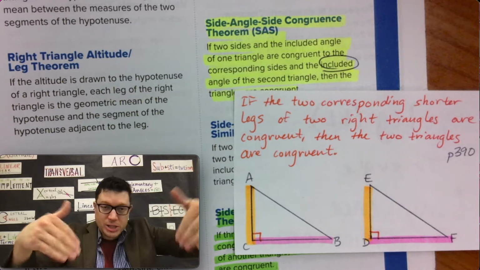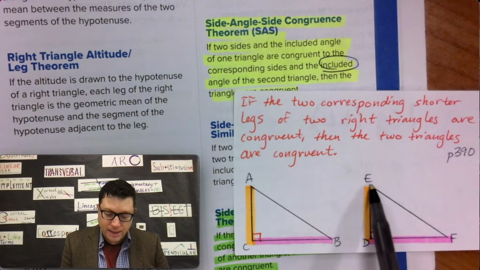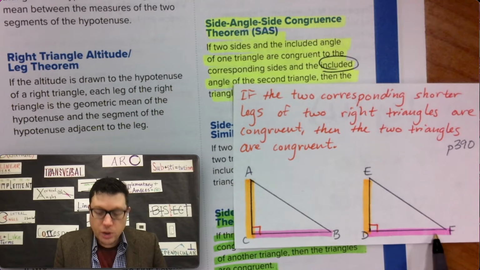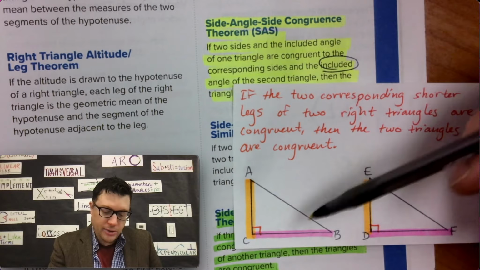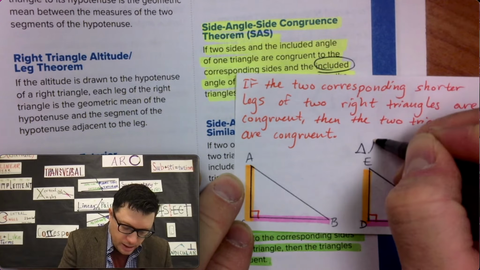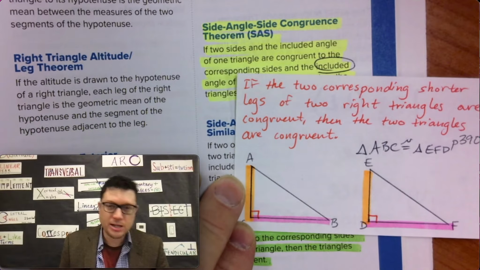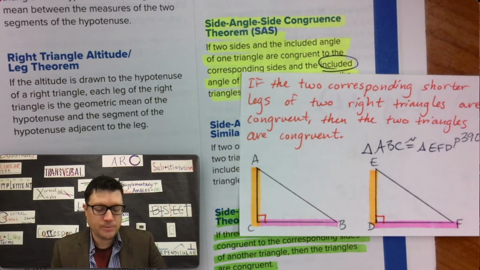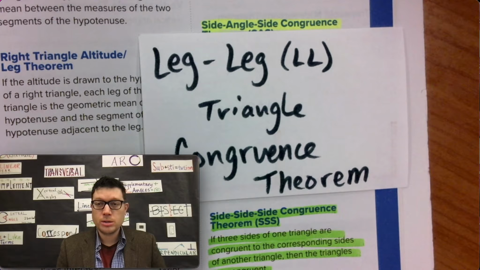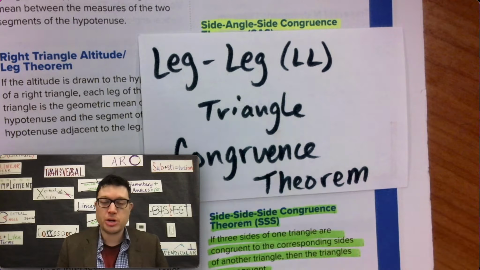Honestly, legitimately, this picture right here is exactly SAS. The side that matches its corresponding side, and the leg that matches its other corresponding leg in the other triangle, and the included right angle in between. Therefore, triangle ABC is congruent to triangle EFD by side angle side. And that justifies that if you have a right triangle where two legs are known, because it's a right triangle and those legs meet at the right angle, the two triangles are congruent.